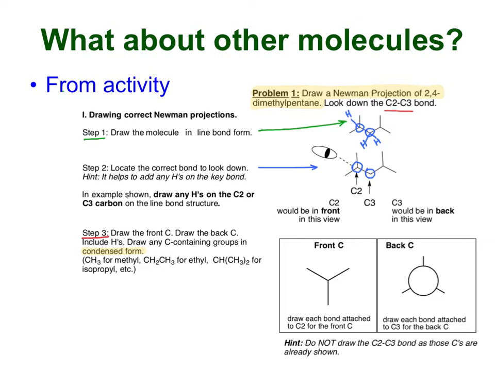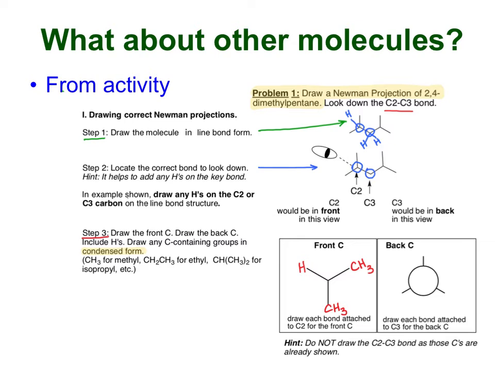So for carbon 2, if you look at carbon 2 up at the top, we've got 2 methyl groups and 1 hydrogen. So all we have to do is add those 3 groups, and then we're not adding C3 because that's going to be the back carbon, so we're just skipping that one for now. So this is what it would look like.